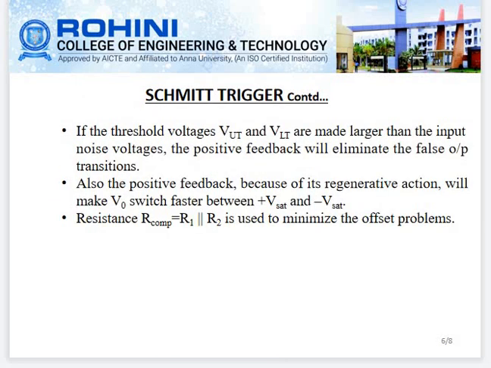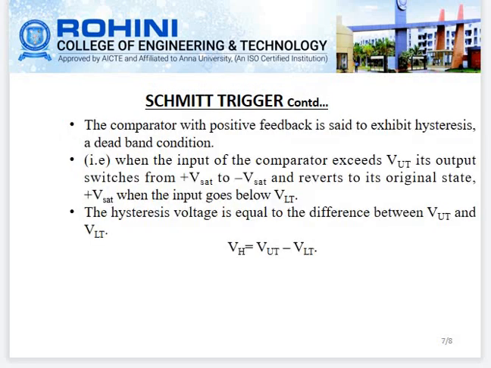If the threshold voltages VUT and VLT are made larger than the input noise voltages, positive feedback will eliminate the false output transition. Also, the positive feedback, because of its regenerative action, will make the output switch faster between plus Vsat and minus Vsat. The compensation resistance R, the parallel combination of R1 and R2, is used to minimize the offset problems.